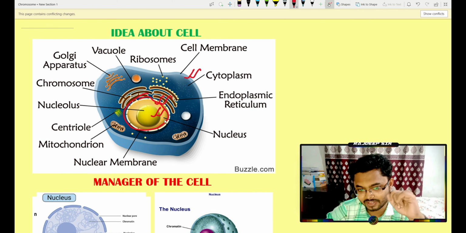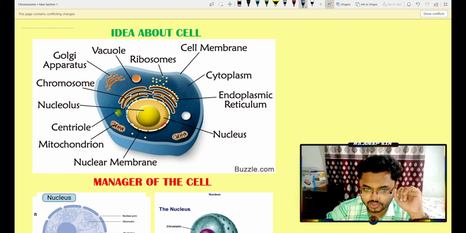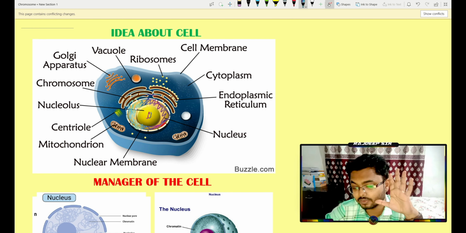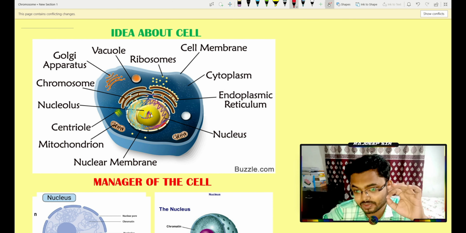So what is this actually? This is nothing but this yellow structure, this whole structure. Not the inside one. I'm clearing it once. Wait, just let me mark it. So this whole structure, including the center yolk, this is actually the nucleus, and this yellow portion we name as nucleolus.